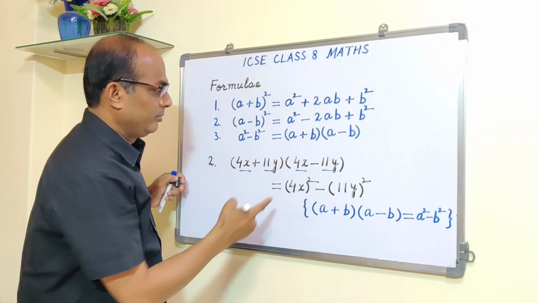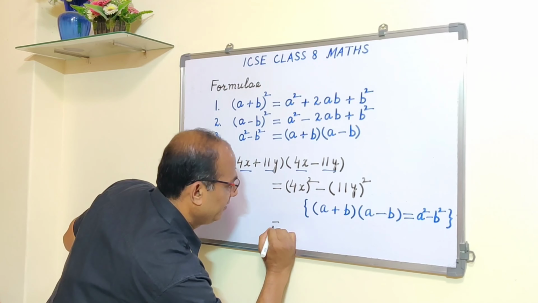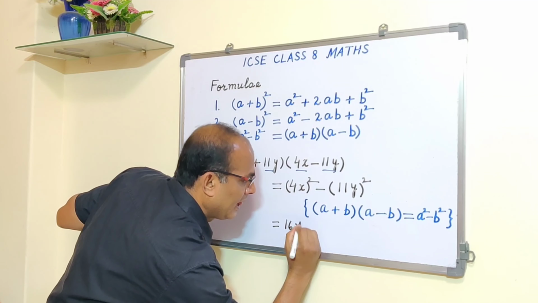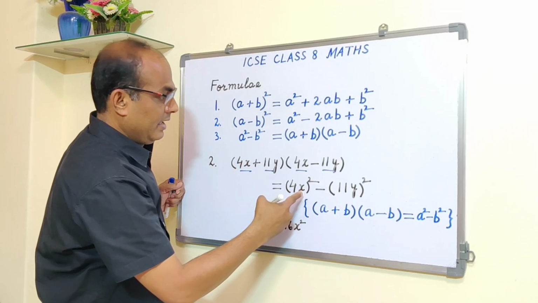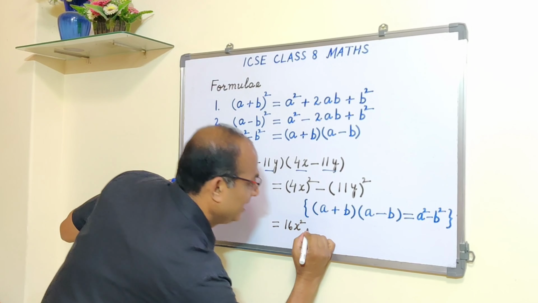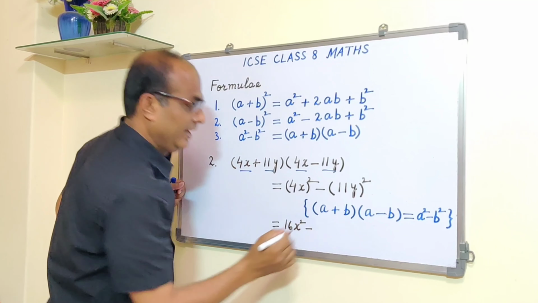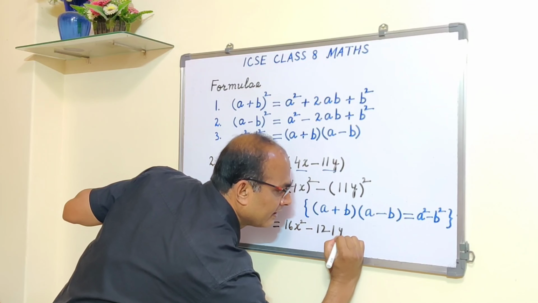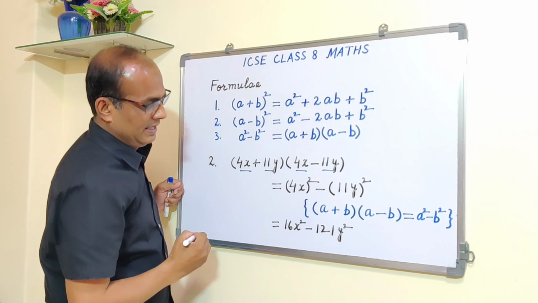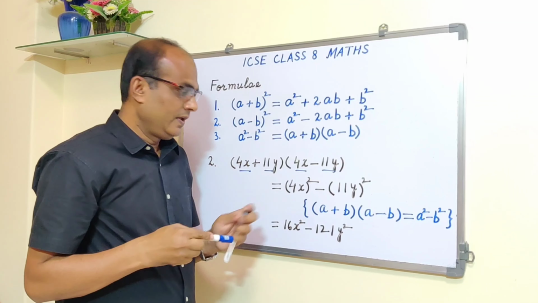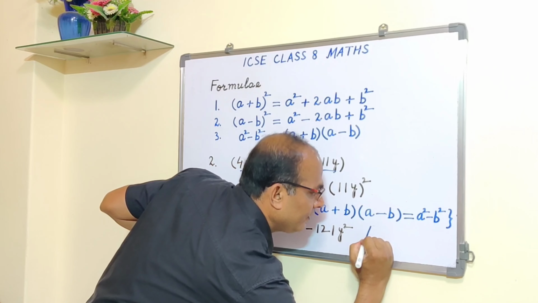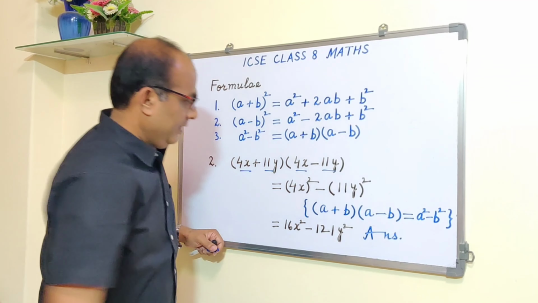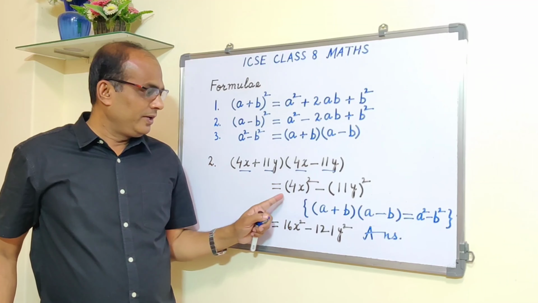Please do write down the formula. Now 4 square is 16, so this gives you 16x square, and minus 11 square and y square. 11 square is 121, so 121y square. And this is the answer.